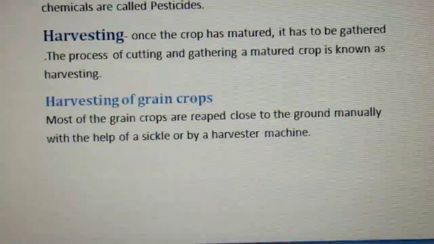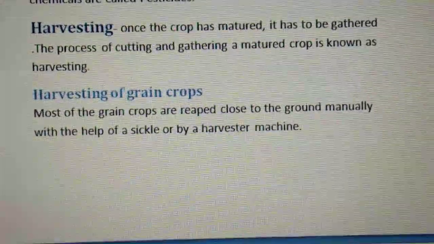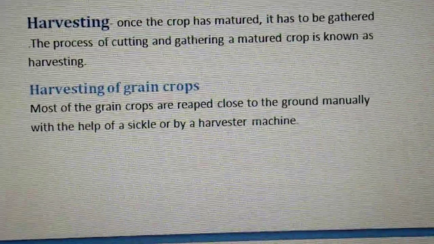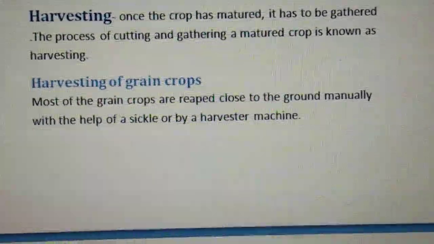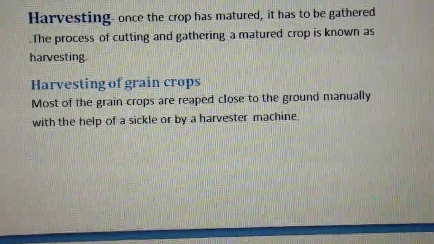What is harvesting? That means the crops are prepared, they have grown to their maturity stage and we have to harvest them. So harvesting is the process by which the cutting and gathering of a matured crop is done. So this is known as harvesting.